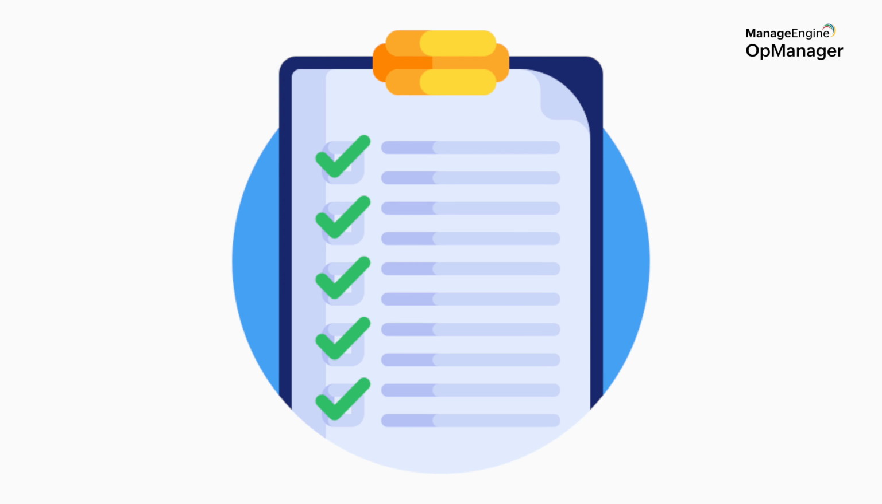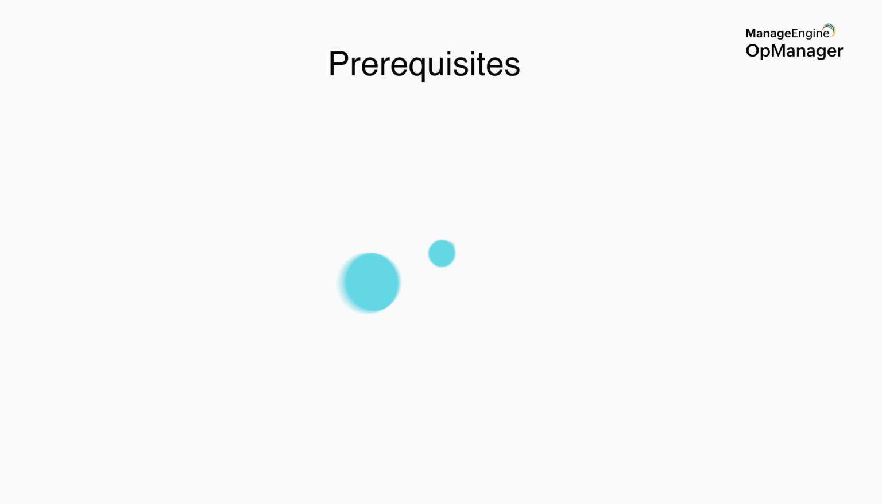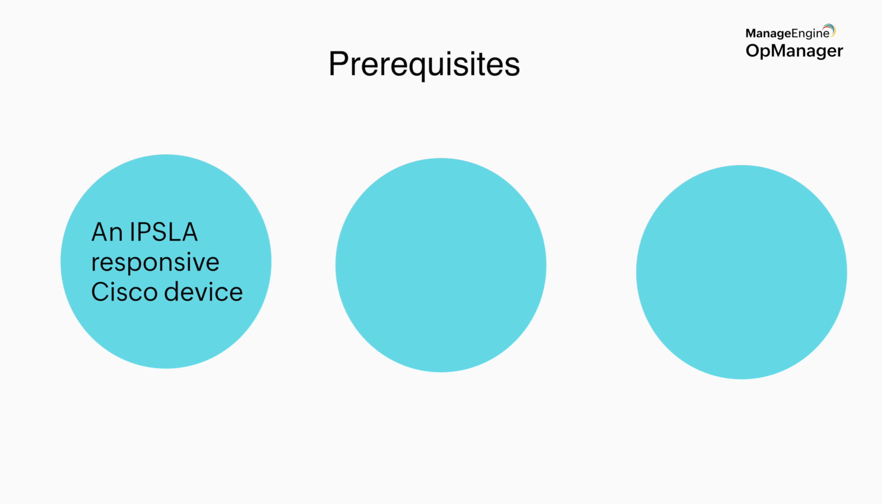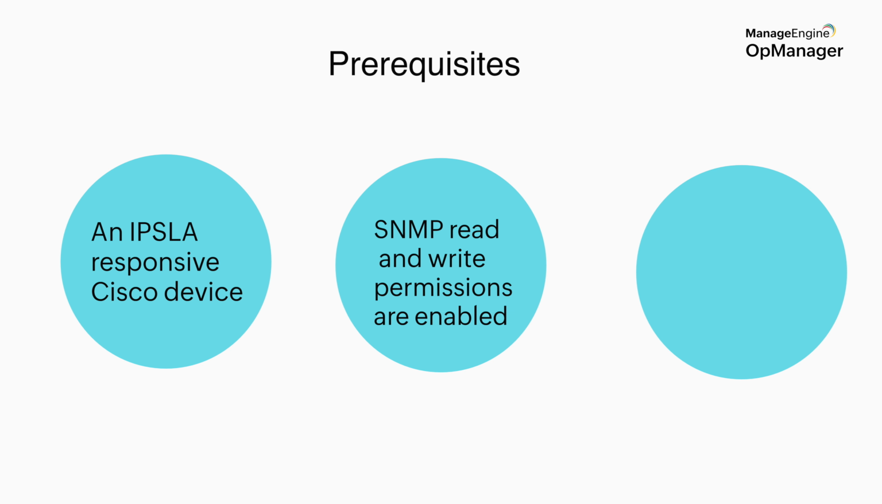Now, before you start setting up IPSLA VoIP monitoring in OpManager, please remember that there are prerequisites. You need to add a Cisco device that is IPSLA responsive in OpManager. You also need to make sure that both SNMP read and write permissions are enabled in the devices. Finally, you need to ensure that the source device is reachable by the OpManager server.